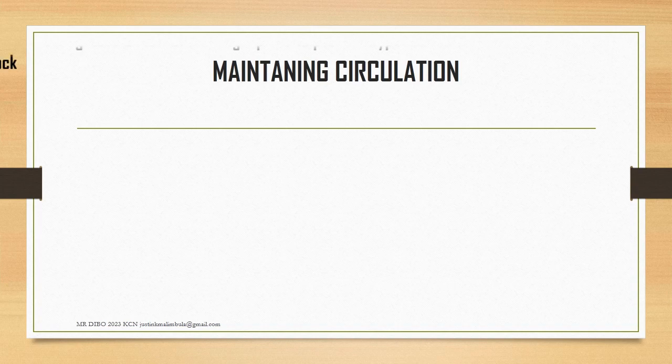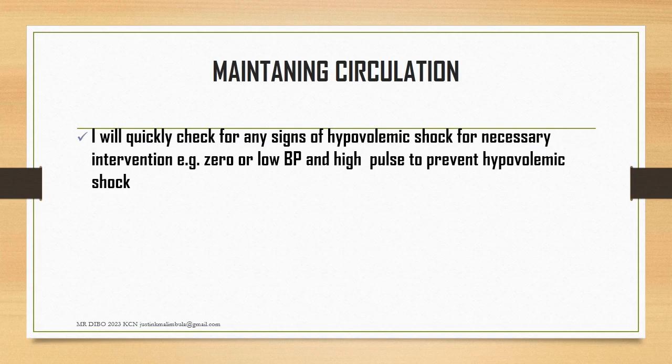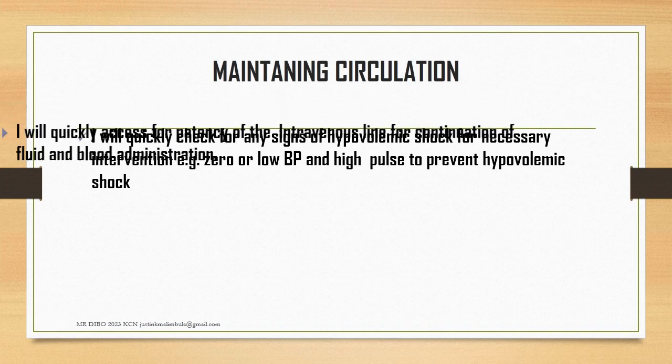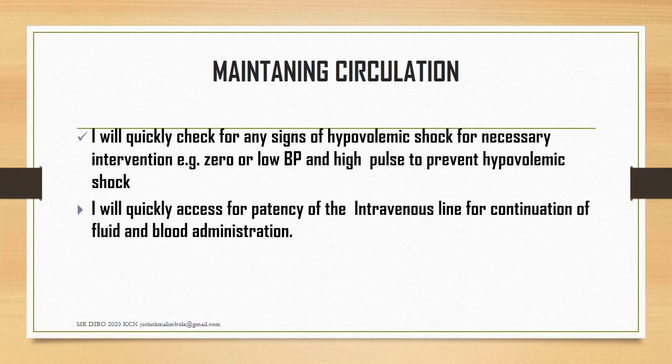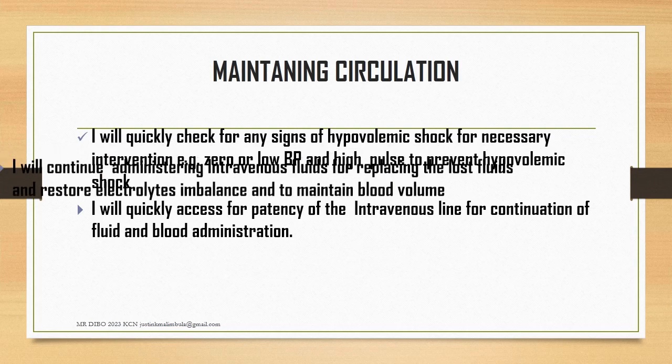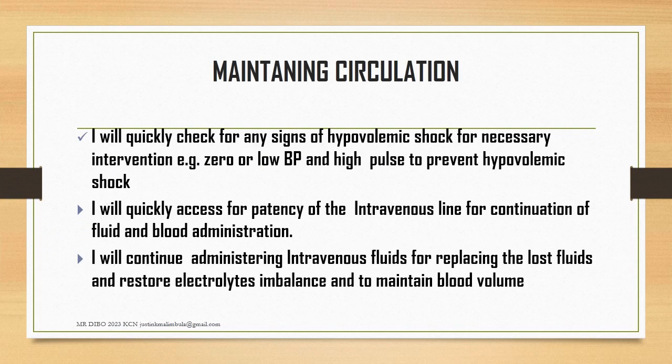Then from there, you need to continue monitoring the oxygen levels for necessary intervention. From there, you move to maintenance of circulation. Under maintenance of circulation, you are going to say, I will quickly check for any signs of hypovolemic shock for necessary intervention. Example given is 0 or low BP and high pulse to prevent hypovolemic shock.